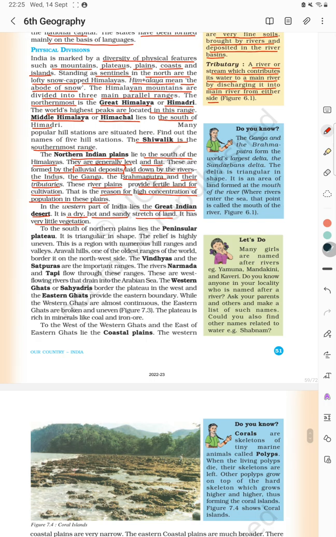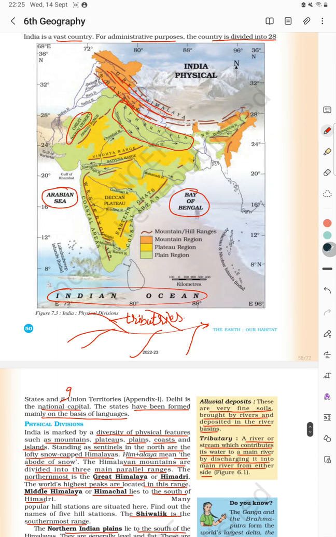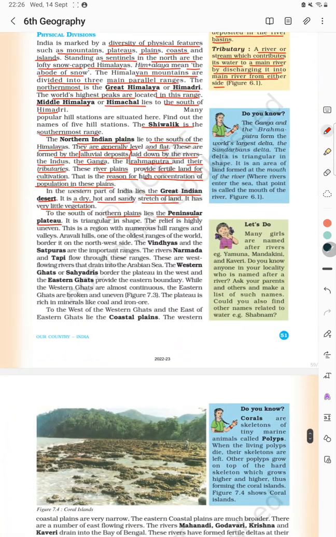To the south of the northern plains lies the peninsular plateau. So this is the northern plain and this part is the peninsular plateau. It is triangular in shape. The relief is highly uneven. This is a region with numerous hill ranges and valleys.